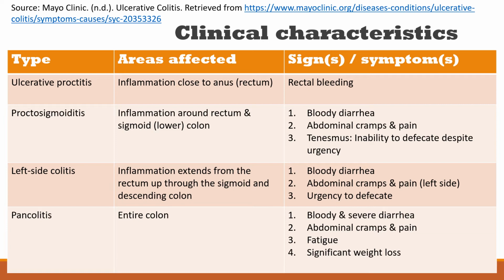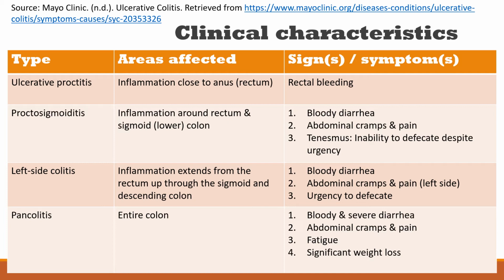Ulcerative proctitis is characterized by inflammation close to the anus or rectum. The signs for ulcerative proctitis include rectal bleeding. Proctosigmoiditis is characterized by inflammation around the rectum or the lower colon or sigmoid. The signs and symptoms for proctosigmoiditis include bloody diarrhea, abdominal cramps and pain, and tenesmus or inability to defecate despite urgency.